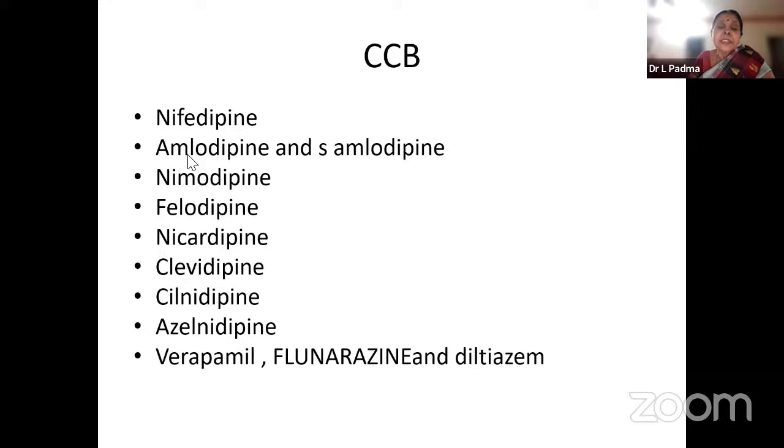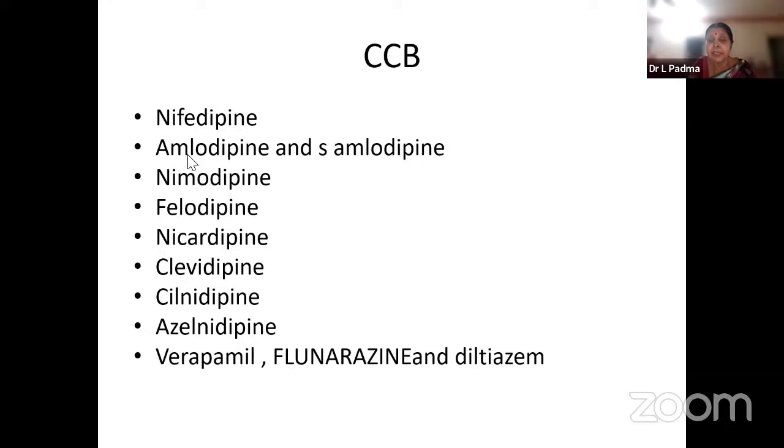Amongst the DHPs, nifedipine was used very commonly, but we are afraid of the vasodilatation and fall in blood pressure. So you have to record the blood pressure before giving nifedipine. So we have switched to amlodipine and S enantiomer of amlodipine, so that it is also long acting, and we have got a good result also in hypertensive crisis as well as uterine relaxant, and also in isolated systolic hypertension. Nimodipine and nicardipine are specific to subarachnoid hemorrhage. Clevidipine, as on today, is the drug of choice in hypertensive crisis. Cilnidipine is for diabetic nephropathy.